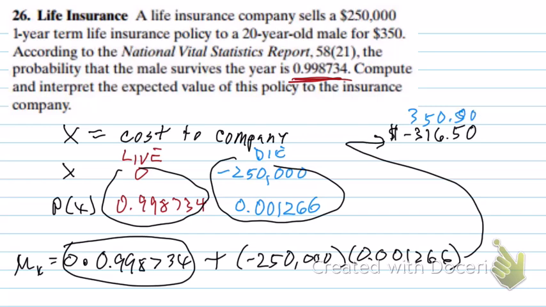$350, just plain old $350. Let's subtract that. Now what? If I did my math right, what does that mean? They're going to make a profit of $33.50 per policy. So if they sell 100,000 of those, that's a lot of profit, and that's what they do. They don't just sell 10 policies. It wouldn't be worth it to them. They would lose money and go out of business.